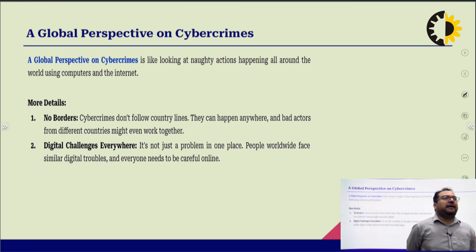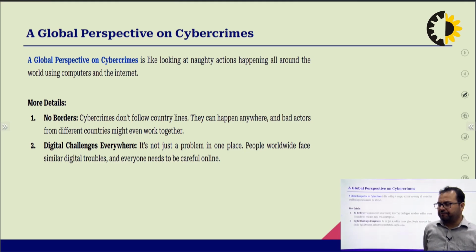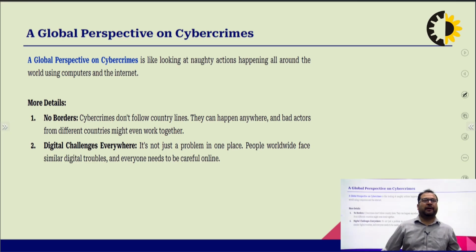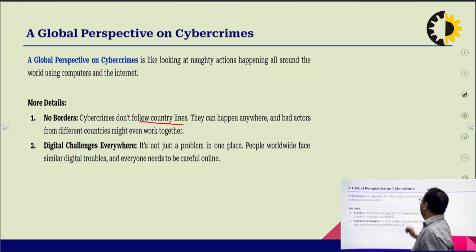The global perspective on cyber crimes is like looking at naughty actions happening all around the world using computers and the internet. Cyber crime could be not dependent on geography. It could happen anywhere in the world, so there is no border for cyber crime. Cyber crimes don't follow country lines. They can happen anywhere, and bad actors from different countries might even work together.